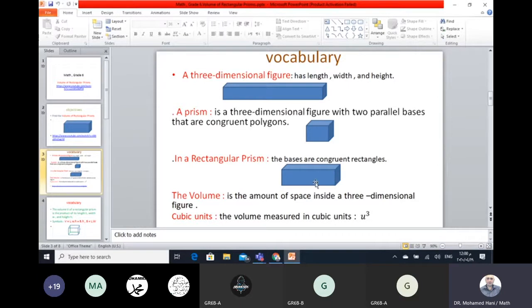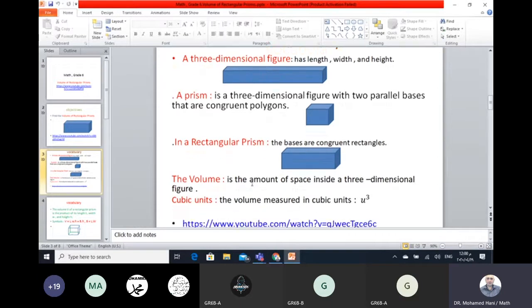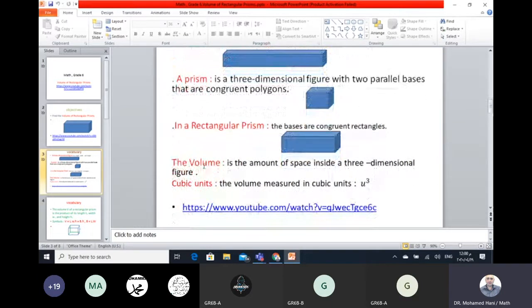What's the meaning of the volume? The volume is the amount of space inside a three-dimensional figure. And the volume is measured in cubic units, U exponent 3, or U cubic.